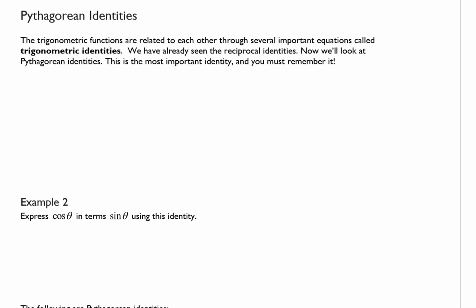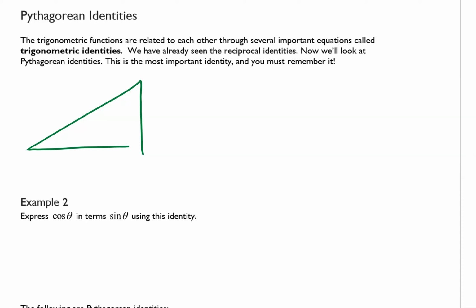Let's talk about the Pythagorean identities. The trigonometric functions are related to each other through several important equations called trigonometric identities. We have already seen the reciprocal identities. Now we'll look at the Pythagorean identities. This is the most important identity, and you must remember it. So let's derive that identity.